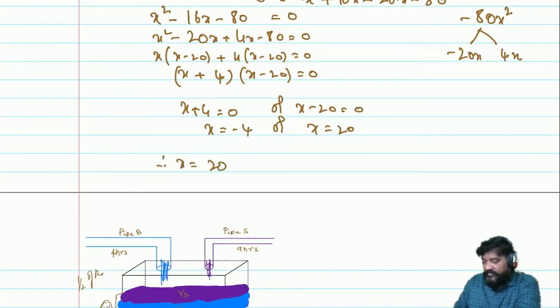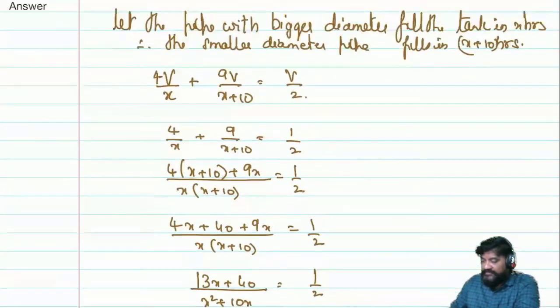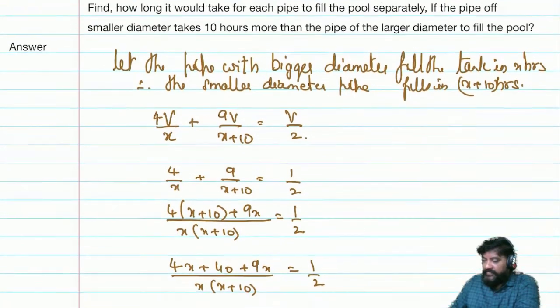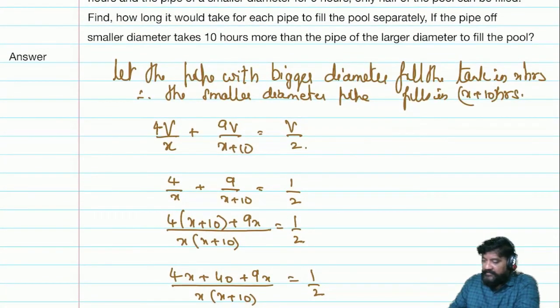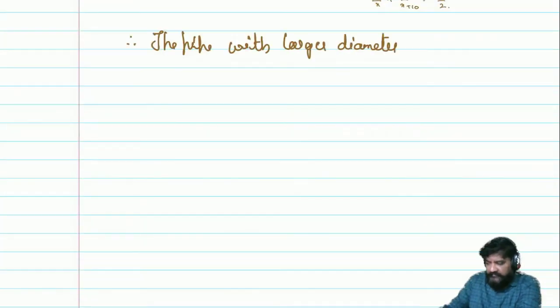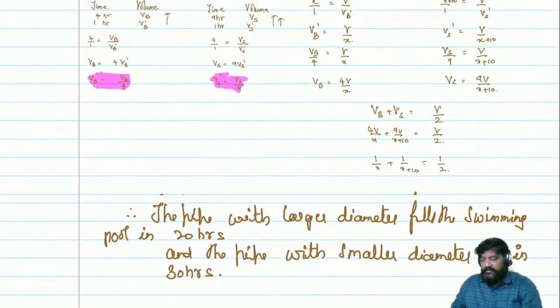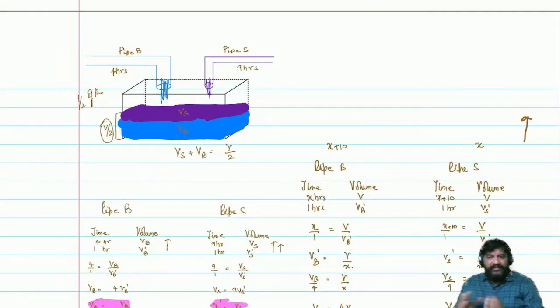And that's good enough. After this, you need to write the closing statement. The closing statement would simply mean this. Therefore, the larger diameter pipe fills the pool in 20 hours, and the smaller diameter pipe fills it in 30 hours. I'm going to write that here. It's a bit of a difficult question to understand, but once you understand, it becomes easier.